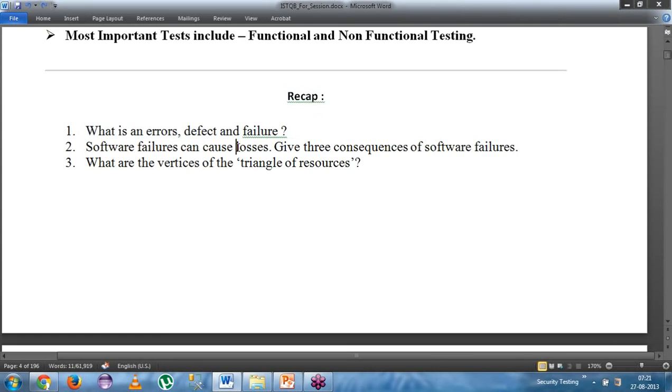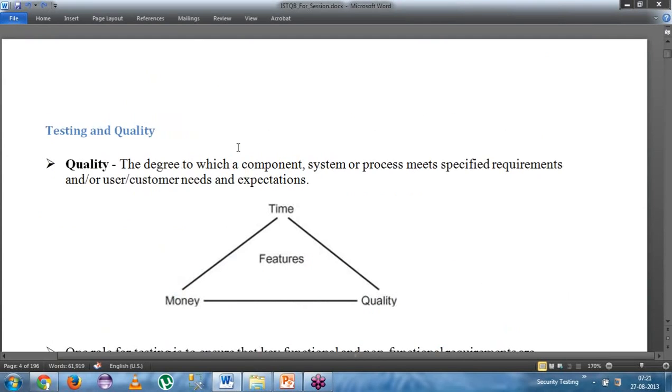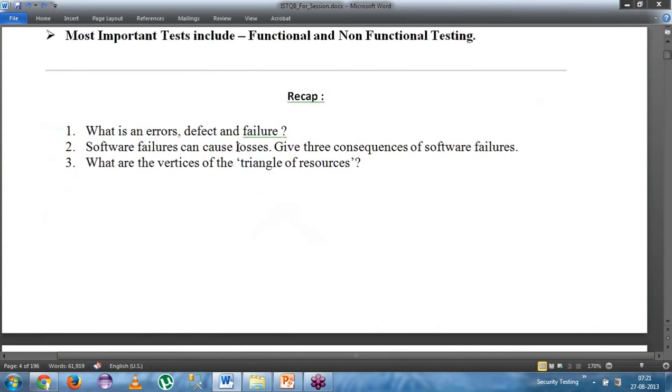Software failures can cause losses, give 3 consequences. We have seen those consequences at the very beginning. And what are the 3 vertices of the triangle of resources? That again we have seen: time, quality, and money.